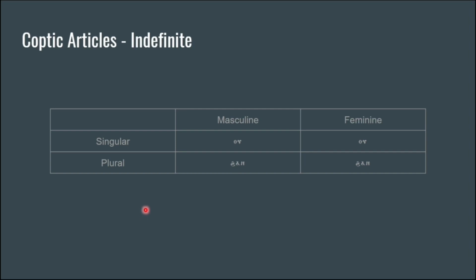Okay, so the last one that we covered was the definite articles. Now we're at the indefinite articles, which feels a lot more like how you'd see it in English. Here, singular is the same for masculine and feminine. It's O. And then for plural, like we already covered, there's no such thing as a distinction between plural masculine or plural feminine. So it makes sense that both of them are the same. It's just Han.